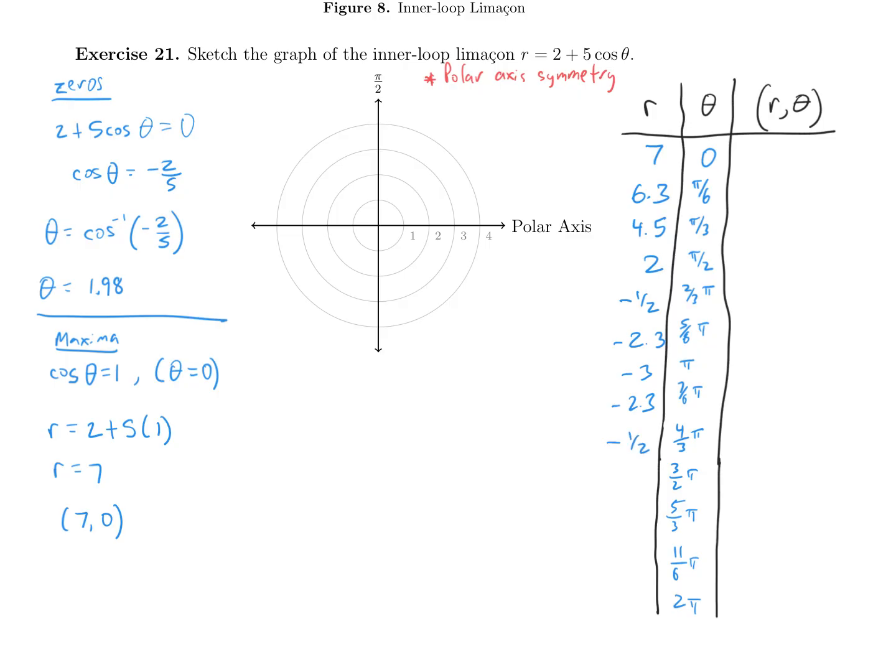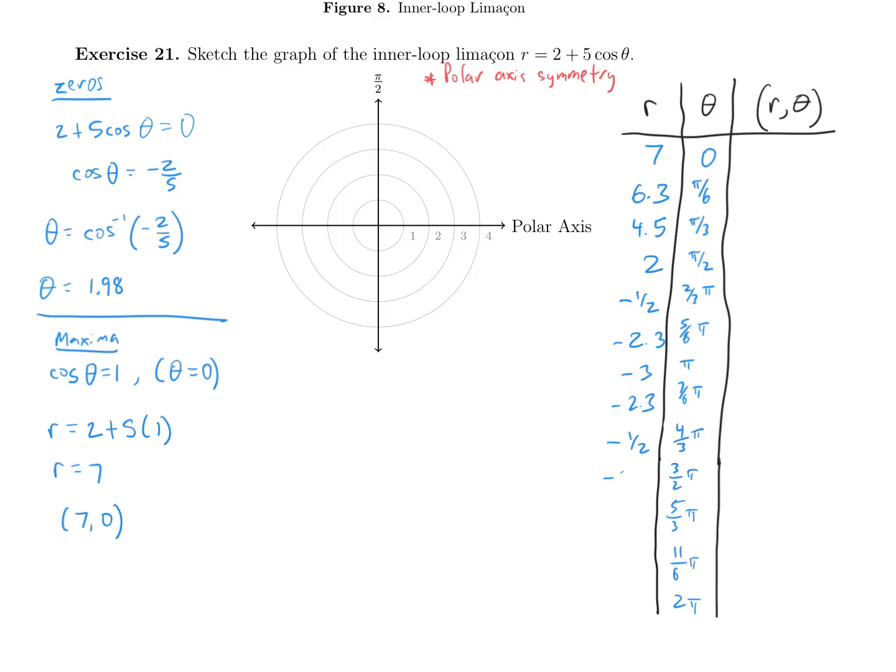Because of the symmetry, you're going to see a lot of the same values after pi. You're going to see a lot of repeats, actually identical points, because I really didn't have to go beyond pi because of the polar axis symmetry. But this one's a little trickier to graph, so I think it's beneficial to graph beyond pi in this case.